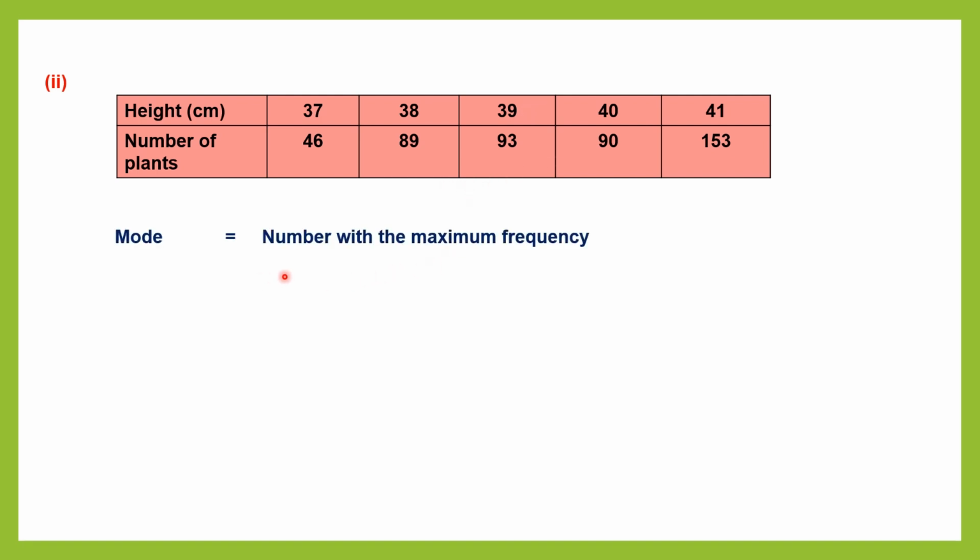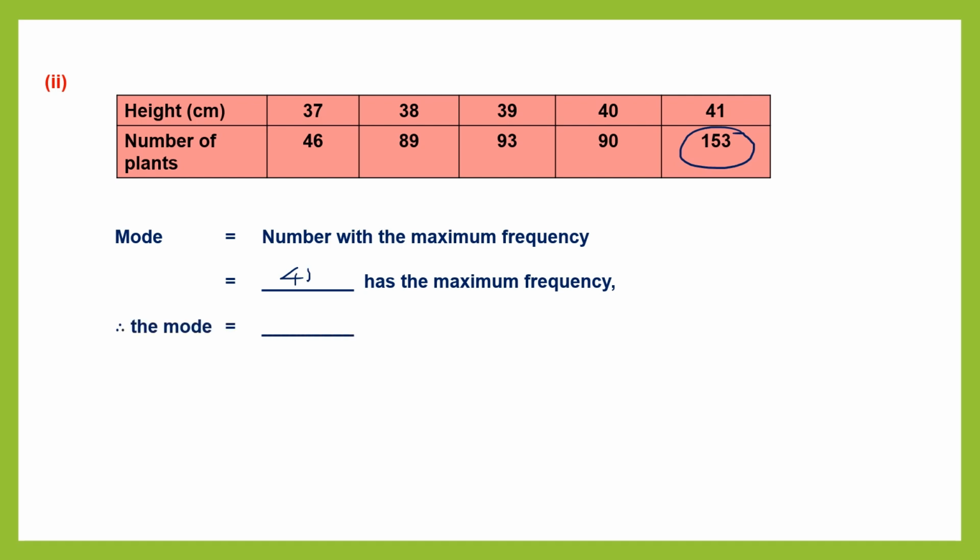Now to find the mode. Mode is the number with the maximum frequency, and which is the number that has maximum frequency? Frequency is this part, so you have to look at that. 46, 89, 93, 90, 153. So this is the biggest frequency here, isn't it? So which is the number that is repeated 153 times? 41. So which is the number that has the maximum frequency? 41. Therefore, the mode is 41. So this is our answer. The mode here is 41.